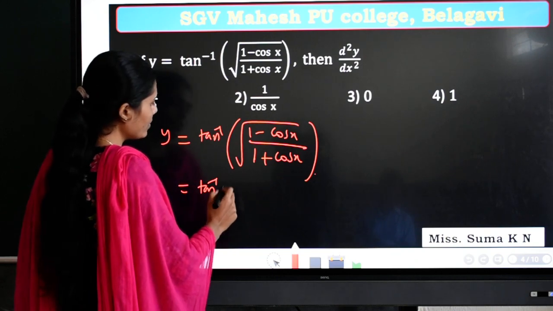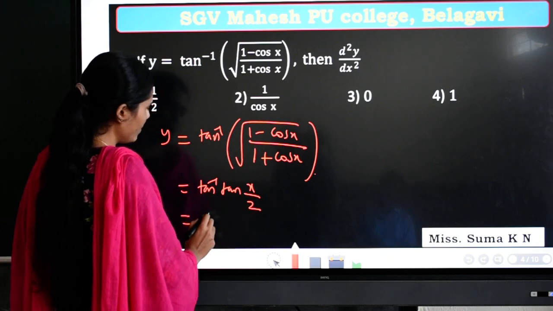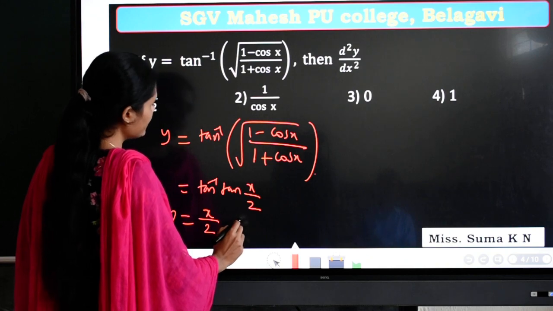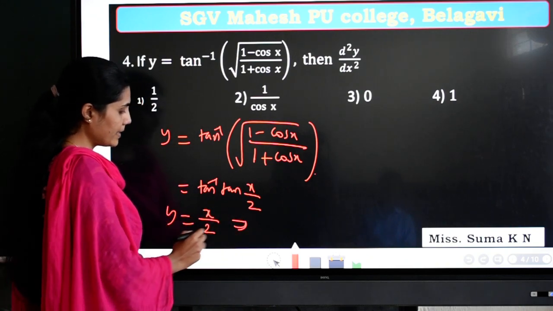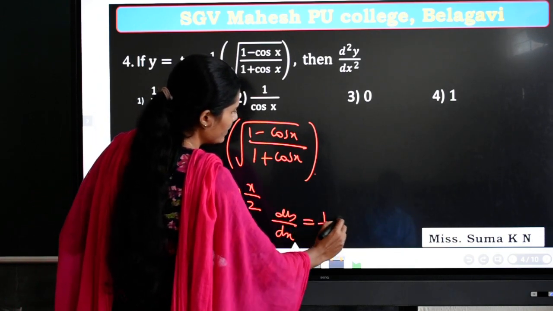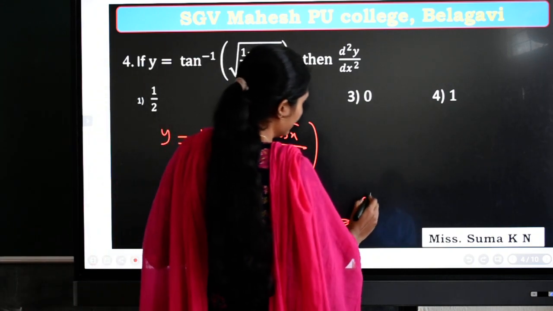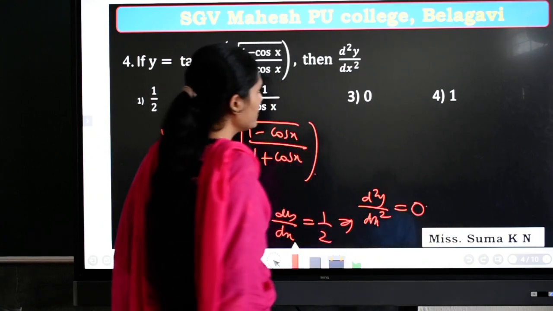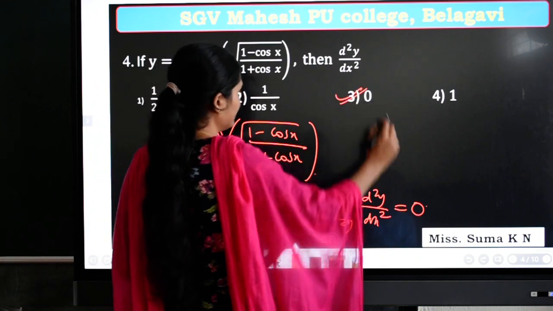So root of tan square x by 2 is what? Tan x by 2. So y is equal to x by 2. Now they are asking differentiation. Differentiation of y is equal to x by 2, dy by dx is what you will get? 1 by 2. Then for the second derivative, differentiating again, d square y by dx square is equal to 0. Is it clear? So the third option is the right answer.